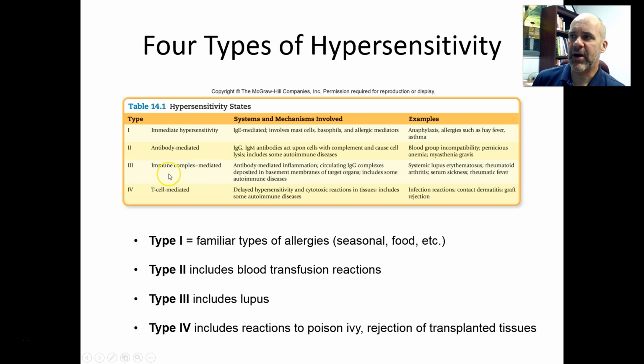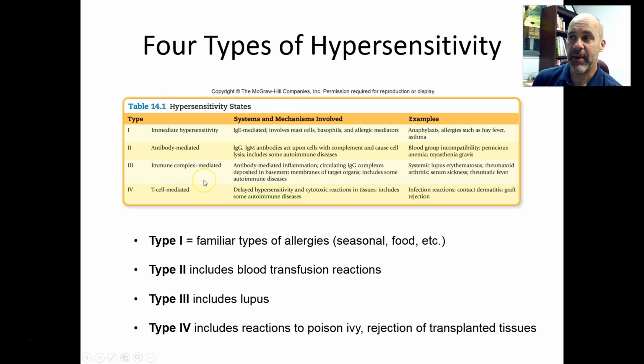Type 3 involves immune complexes. So complexes between antibodies and antigens clumping together and agglutinating and forming these complexes that get deposited in your body and then trigger inflammation because of that. And a good example of that is lupus. The official name for lupus is systemic lupus erythematosus, but if you know somebody who has that, they're experiencing a type 3 hypersensitivity problem.